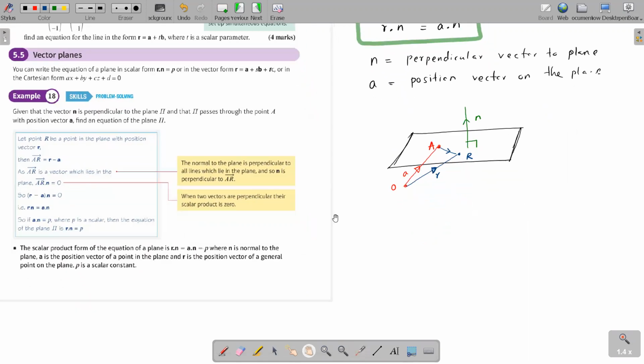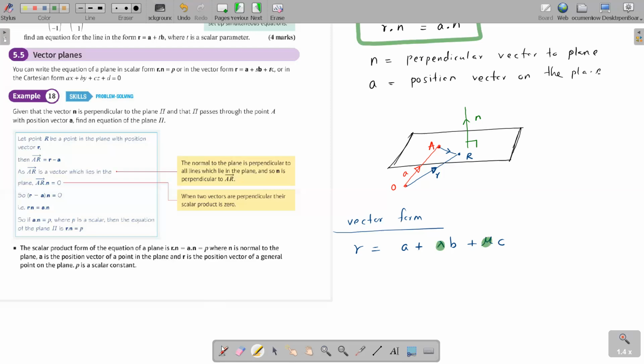And we also have the vector form of it. Write it down: r equals a plus lambda b plus mu c. In the vector form of a plane you have two parameters. When it came to the vector equation of a line, we only had one parameter. But when it comes to a plane, you have two parameters, lambda and mu.